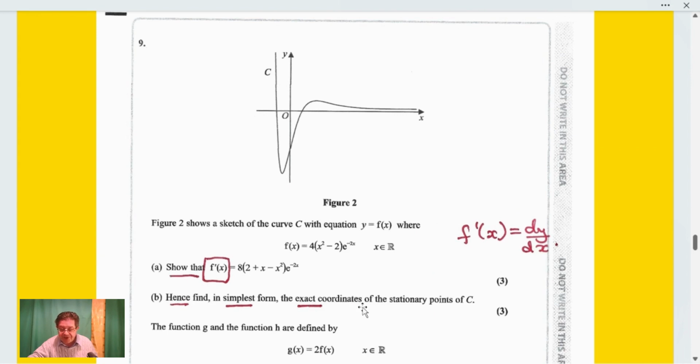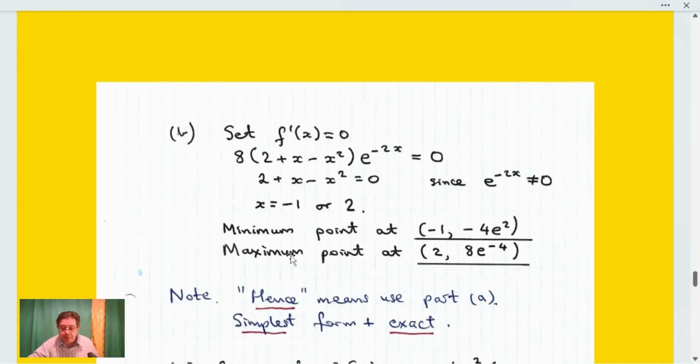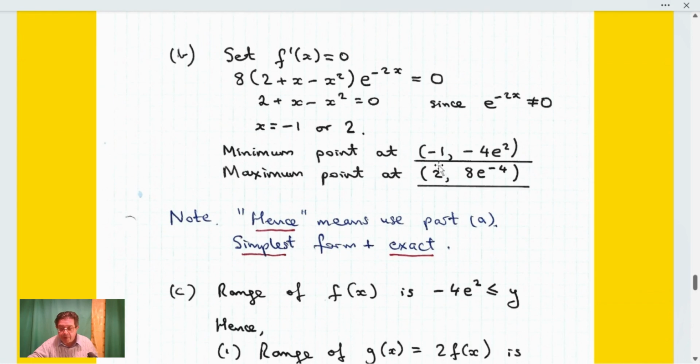We need to find the exact coordinates, that's the y value as well, and it needs to be in exact form. So taking x equals minus 1 and putting it into the formula for y gives minus 4e squared, that's exact. Putting 2 into the formula for y gives 8e to the minus 4, and that's exact. And it's the simplest form.